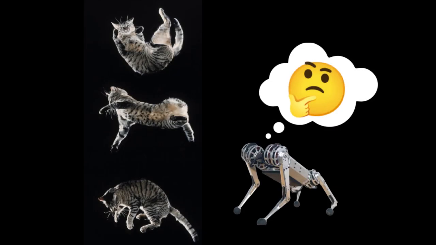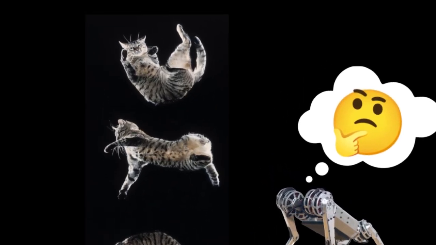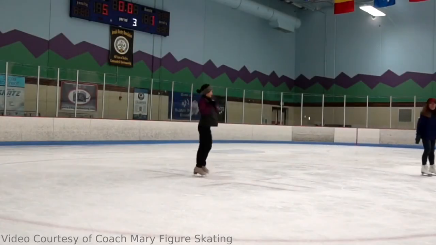How does this work? Cats perform this seemingly physics-defying feat by exploiting conservation of angular momentum. Conservation of angular momentum allows us to change angular velocity without applying external forces, simply by changing the distribution of mass. Figure skaters use this to spin rapidly.